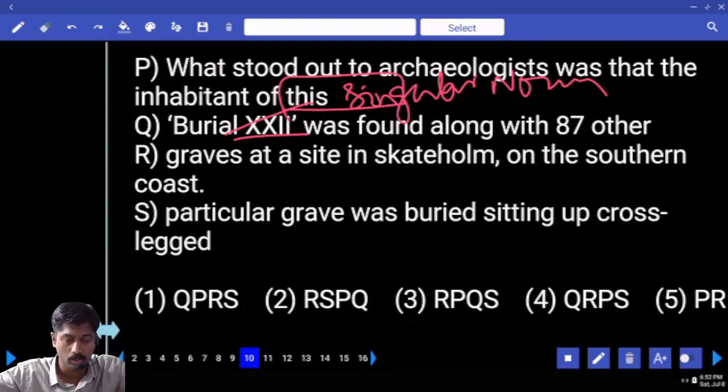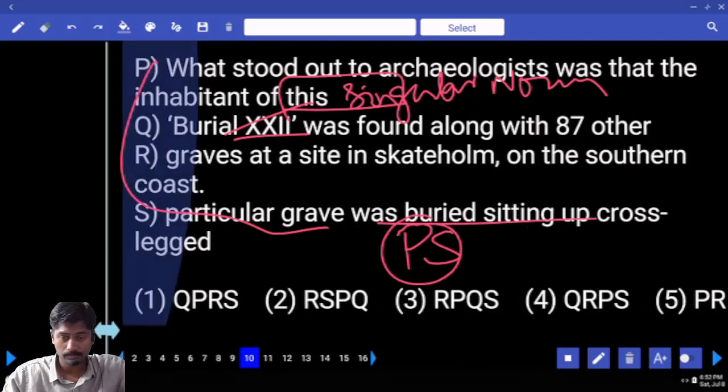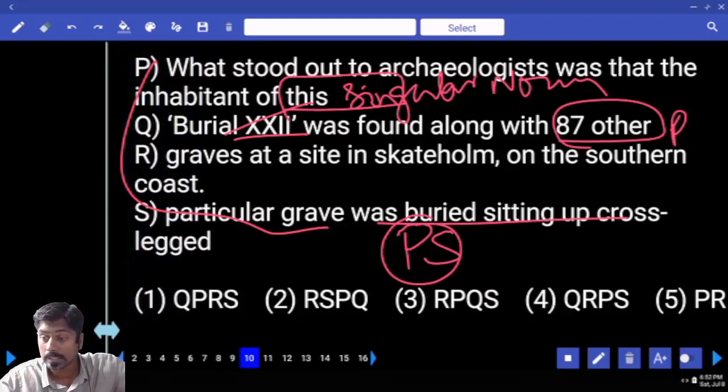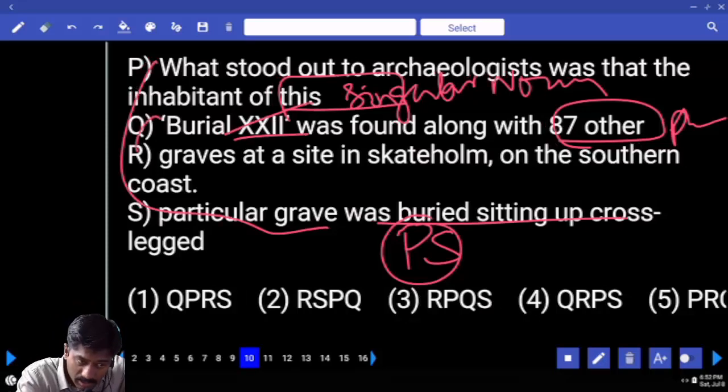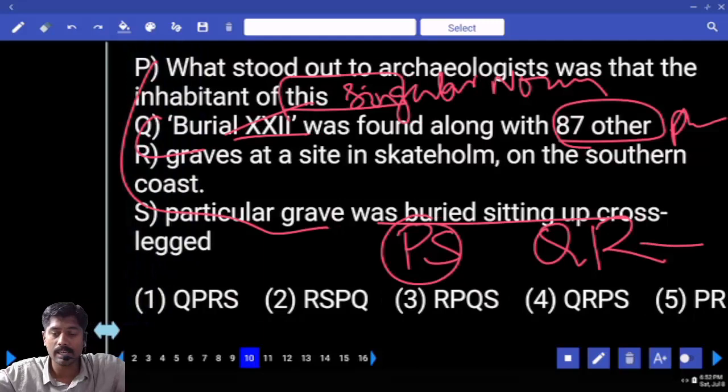This graves, no. This particular grave, can I pair PS? I'm pairing PS. I'm reading Q. Burial 22 was found along with 87 other. So here plural, 87 plural number. 87 other graves at a site in Skateholm on the southern coast.